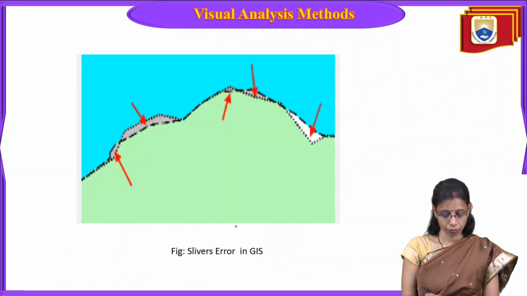Now here you can very clearly see the sliver error. This is the boundary, right? Now we have overlaid one more boundary over it, so it has to snap here. But this is the error. Here is the error, here is the error, here is the error.